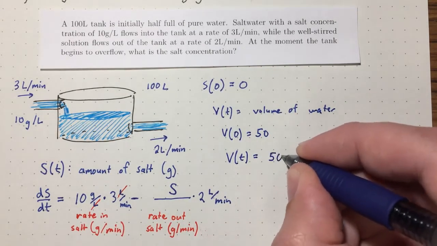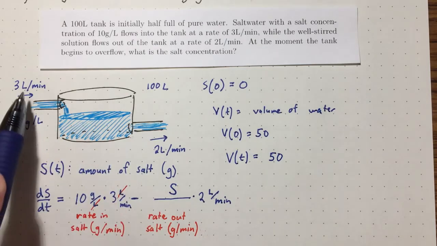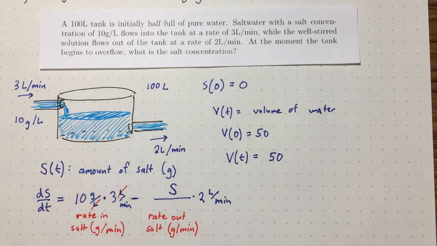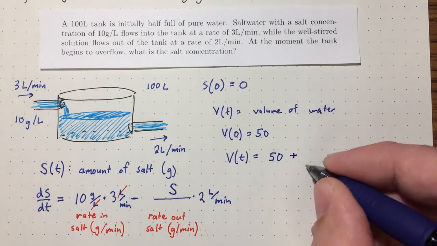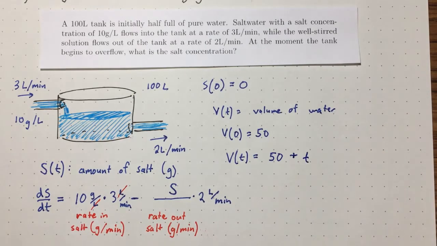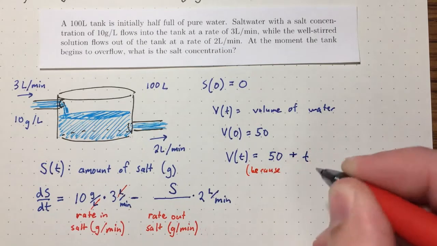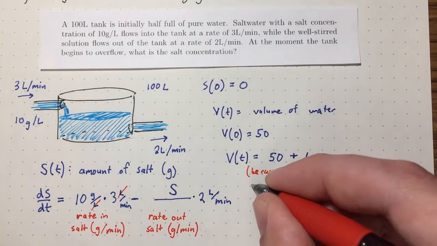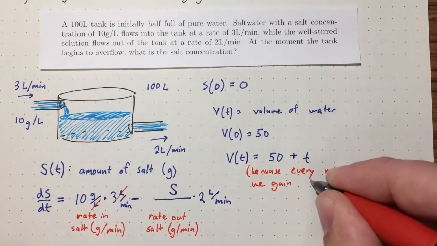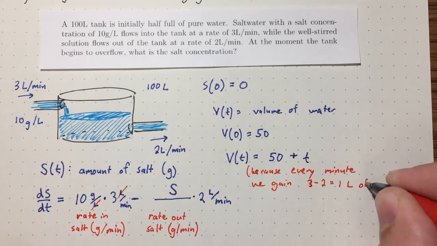So it's going to be 50, but then every minute we gain 1 liter. We gain 3 minus 2, which is 1 liter. So for every minute, we're going to gain 1 liter. So it'll be 50 plus 1t, or 50 plus t. So that's because every minute we gain 1, well, why is it 1? 3 minus 2 is 1 liter of water.